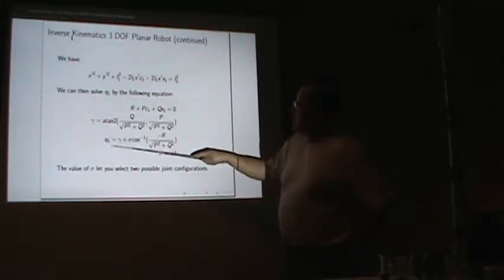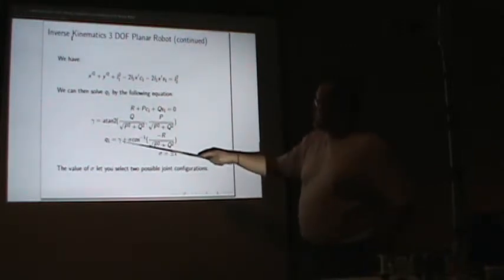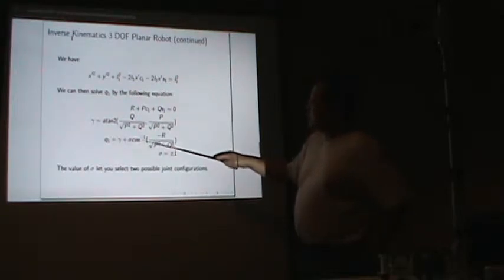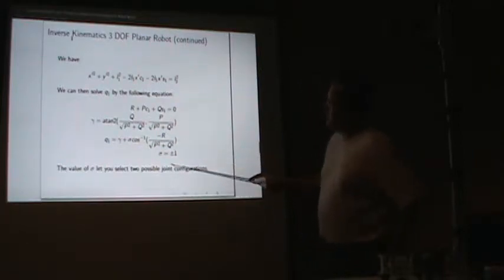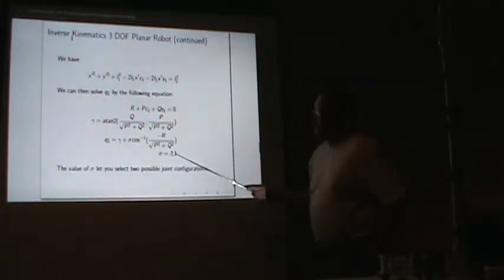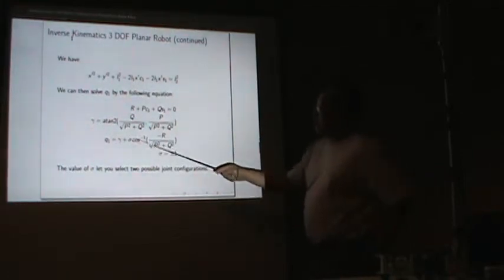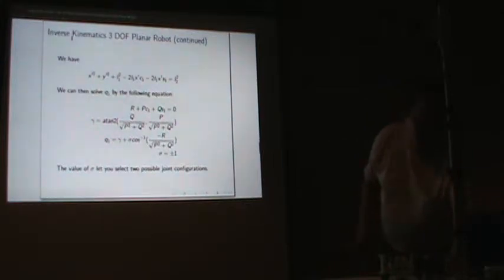That will give you Q1, which is in this form: gamma plus sigma times the arc cosine. Basically take the inverse of the cosine, and you get a solution for Q1. And the sigma can be plus or minus 1, and that controls the configuration of the joints.